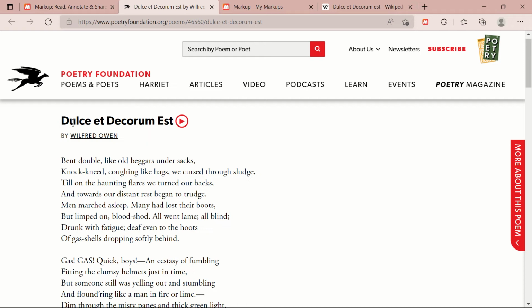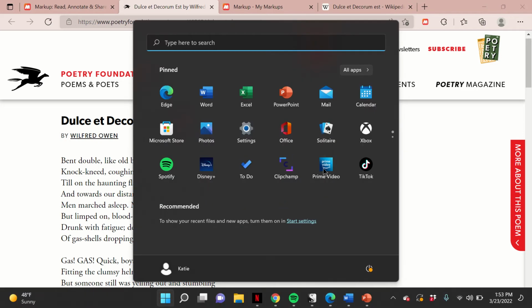So before we even take a look at our poem, I always like to make sure that I have my essay ready to go in terms of MLA format. We're doing MLA format because we're doing a poetic analysis essay, and literature means MLA. That's just what it means.